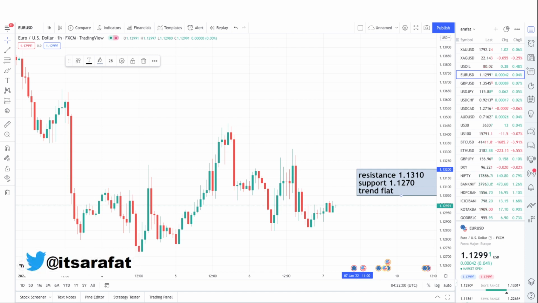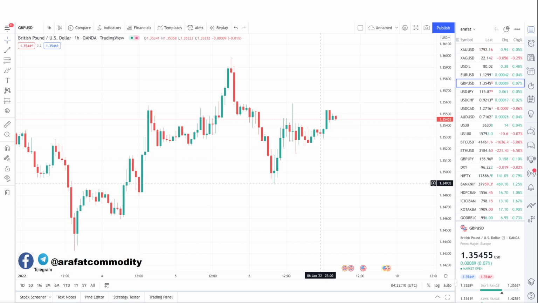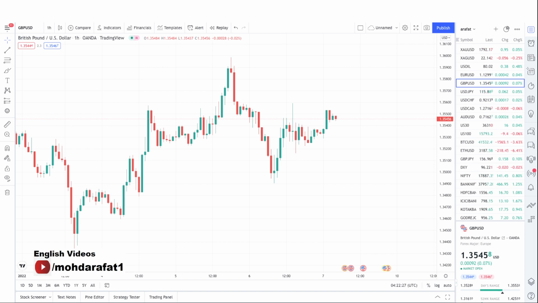Let's move on to British pound. This is the British pound, currently trading at 35.45. Yesterday it made lows around 34.90 and sweetly bounced back up to 35.60. Let's have a look at resistance and support for the British pound.